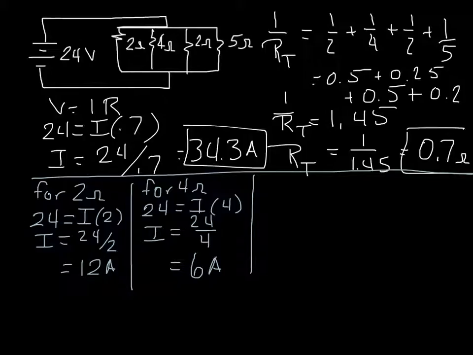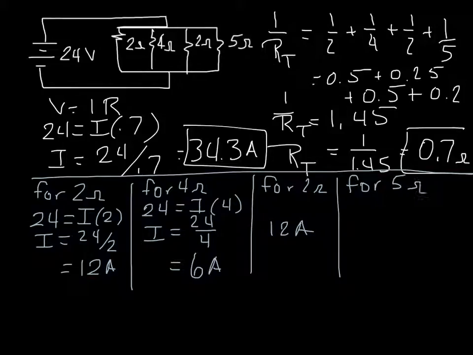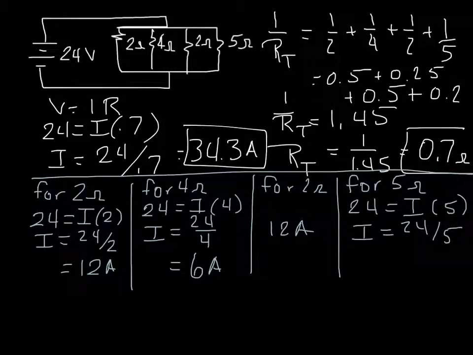Another 2 ohm resistor, same thing, we're going to get 12 amps. And then for our 5 ohm resistor, we know 24 is equal to I times 5. So current is equal to 24 divided by 5, which is 4.8 amps.